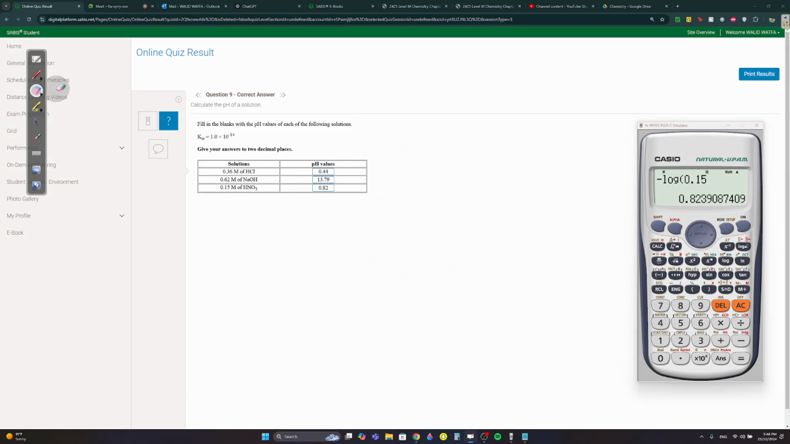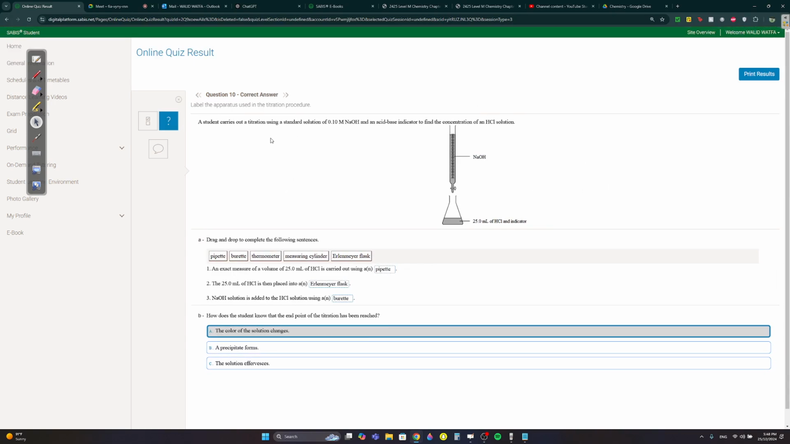And obviously, now that you know the pH, even if you didn't know what these were, if you knew the pH, you can tell this is a very basic solution, right? Because its pH is very high. It's almost 14. Question 10.